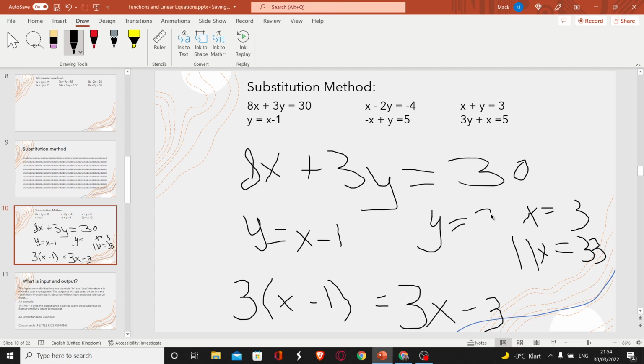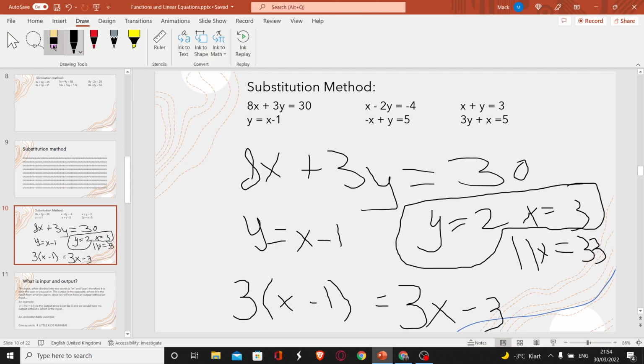But remember to always cross check your answer. So for example, 8 times x is 3, 8 times 3 is 24, plus 3 times 2, because y is 2, is 30, correct? Y is equal to 2, x is equal to 3, 3 minus 1 is equal to 2, y equal to 2. Jolly good, very good, correct answer, happy.